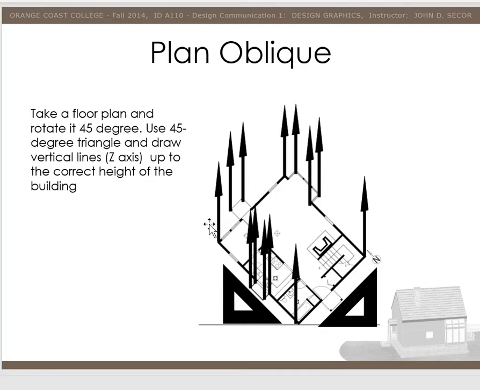the floor plan as you see it, just like this, and on the Z axis, you will extend these lines up the height of the walls. Once you extend all of the lines, then you start to connect all the dots. So you take a floor plan, you rotate it 45 degrees using your 45-degree triangle right here, and you draw the vertical lines up to the correct height of the building.